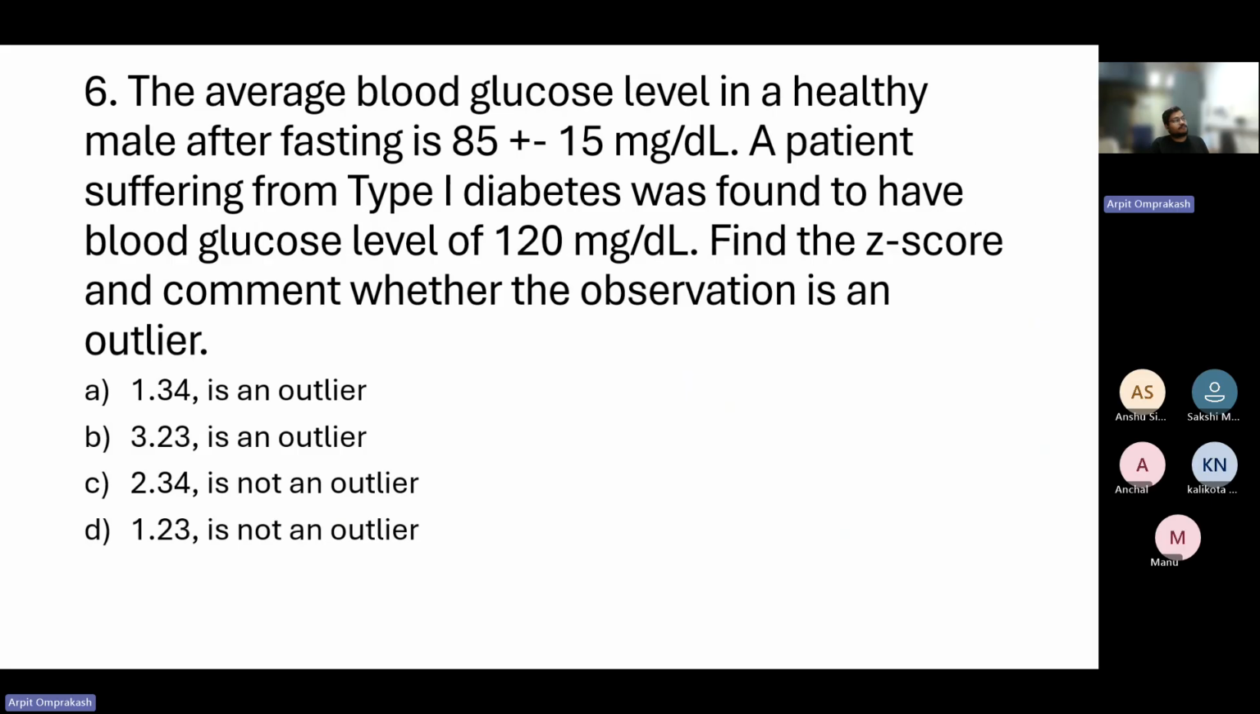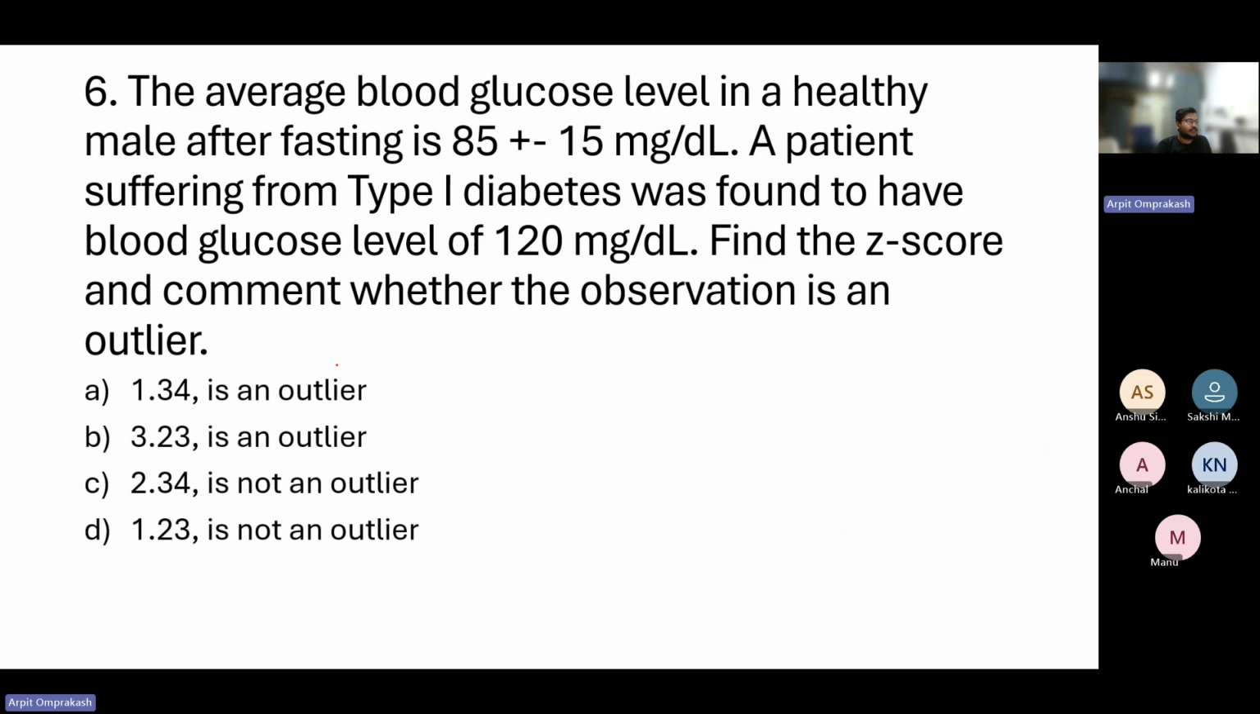Next question. The average blood glucose level in a healthy male after fasting is 85 plus minus 15 milligram per deciliter. A patient suffering from type 1 diabetes was found to have blood glucose level of 120 milligram per deciliter. Right. So find the z-score and comment whether the observation is an outlier.